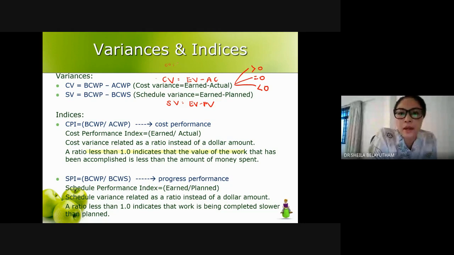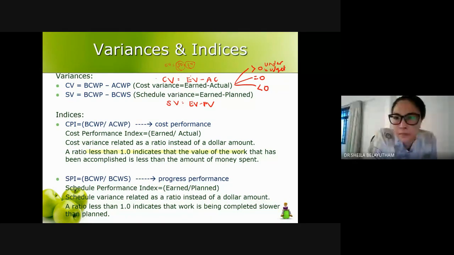Let's say your earned value is 50 minus your actual cost 30. So 50 is basically the budgeted cost for the work that you have performed, and for the same work that you have performed, you have only spent 30. What does it mean? Over budget or under budget? Under budget.